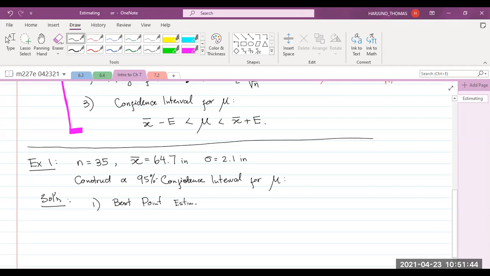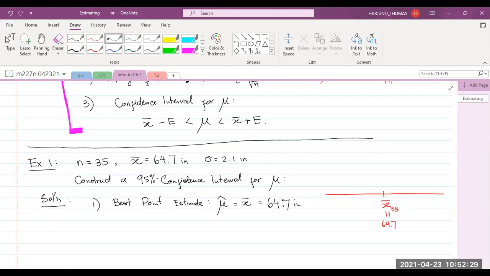If I can only choose one number to be the best estimate for student's height, that will be x bar, the sample mean, which is 64.7 inches. Again, the mean can be any number. Now, the sample mean of these 35 students is 64.7.